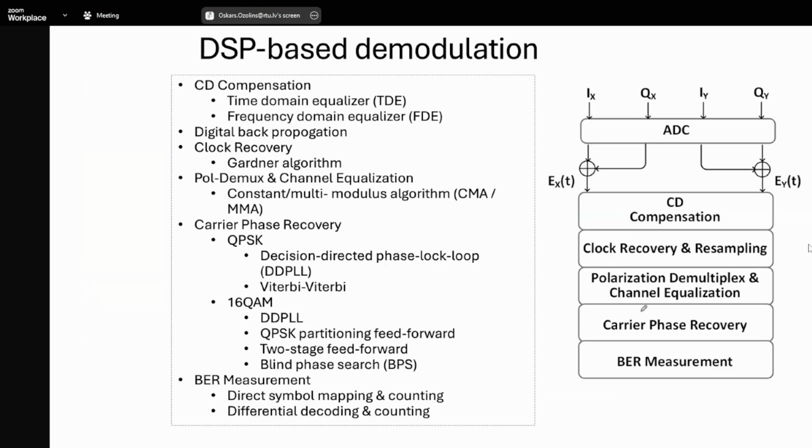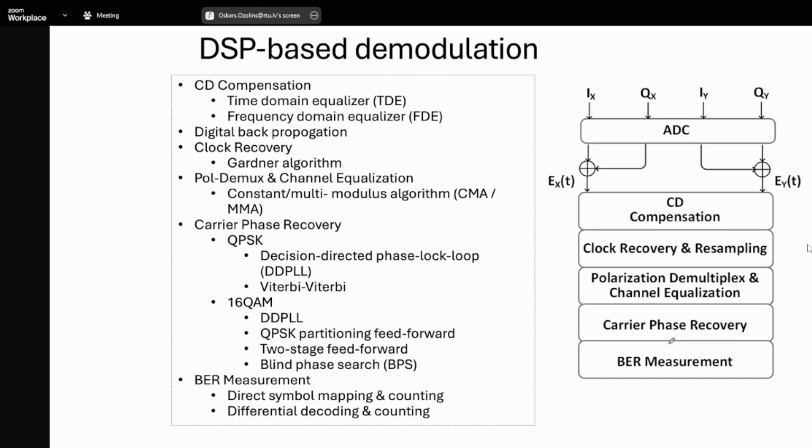Okay, so I think we already looked at this one, the same representation of what we had before. After the ADC you have these two orthogonal signals, then you do chromatic dispersion compensation, clock recovery, resampling, then polarization demultiplexing, channel equalization, then carrier phase and frequency recovery, and then you do bit error rate measurement. So there are different methods that could be used here.